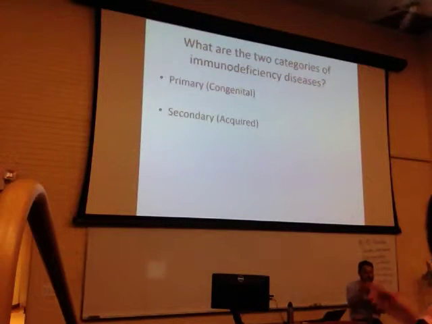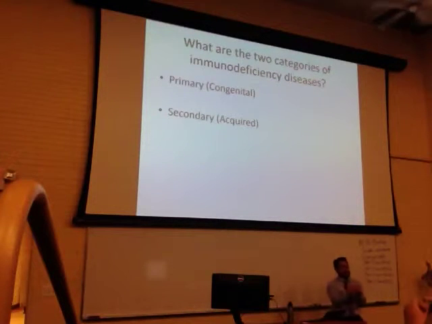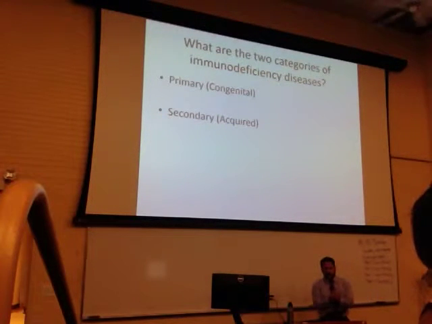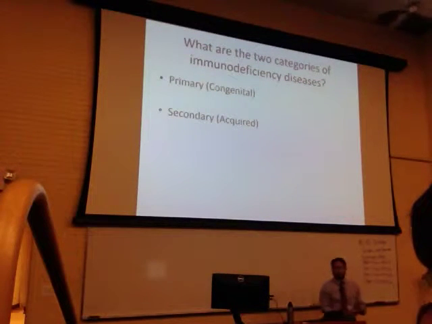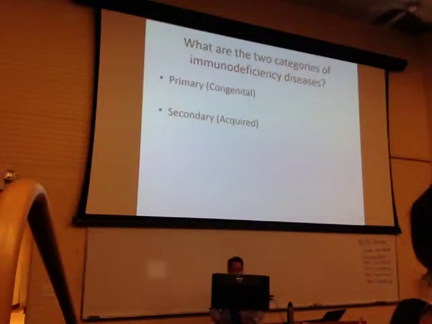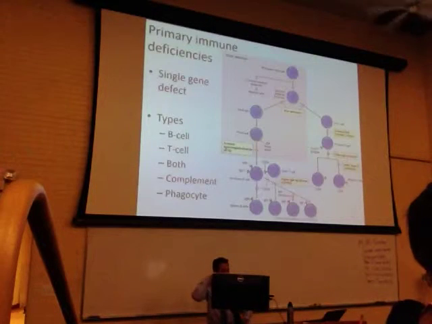But the difference here is congenital means it comes from the genome, and acquired means that you pick it up somewhere else. It's not from the genome. It wasn't coded that way. Okay? That's a good distinction between the two.